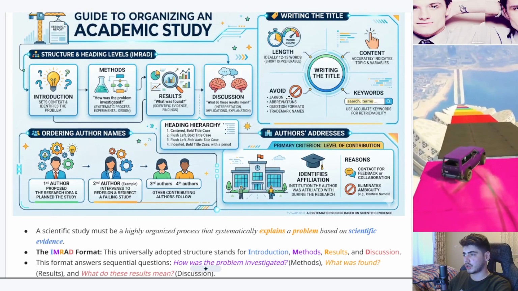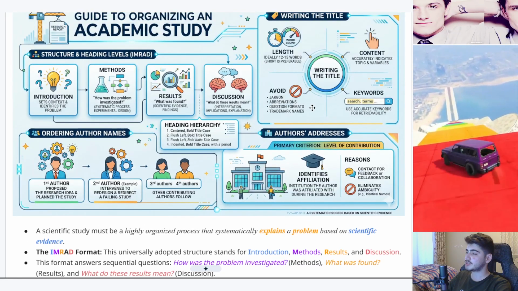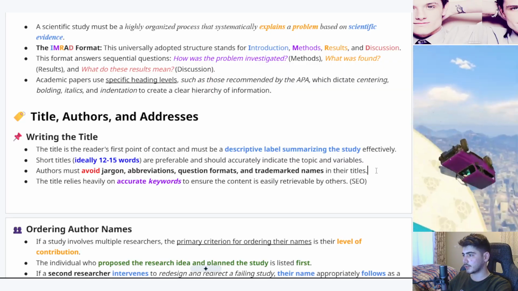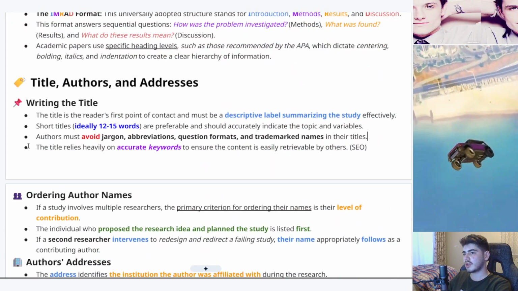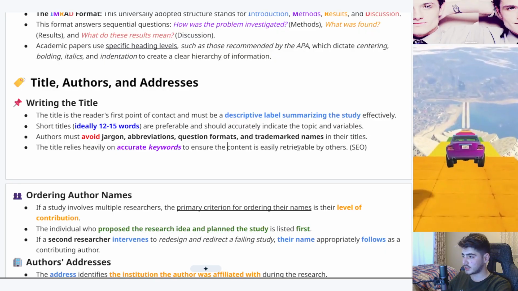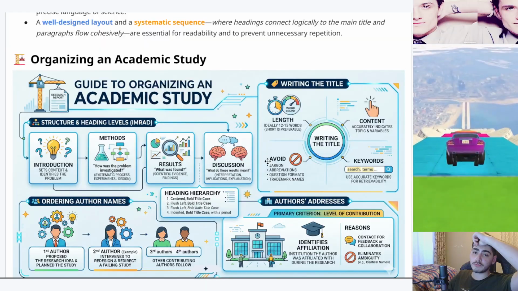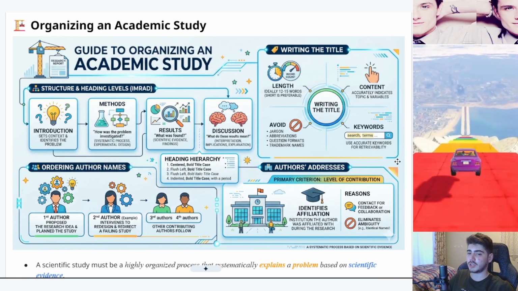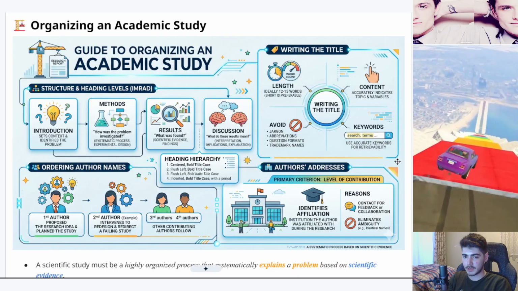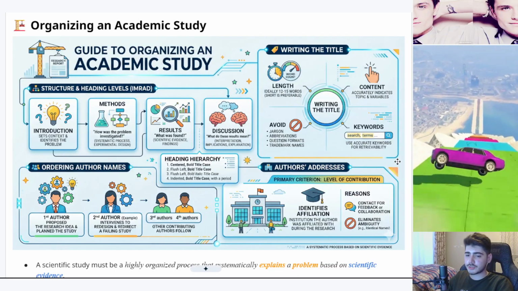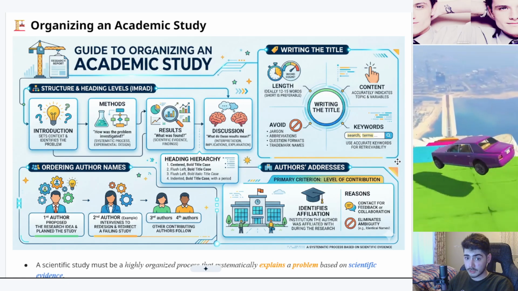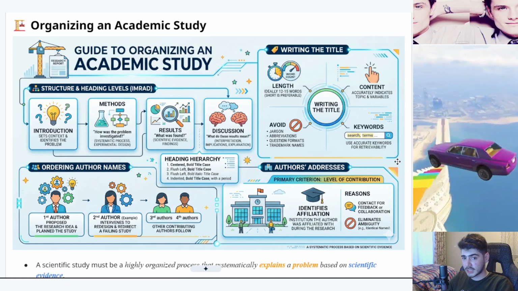We need to avoid jargon, abbreviations, question formats, and trademark names, or Disney might sue us in lieu of our research. And the title relies heavily on accurate keywords to ensure the content is easily retrievable by others. So we need to use the keyword caffeine, adverse side effects, maybe. So you use those so when people search for studies that have studied this phenomenon, your research paper actually comes up.